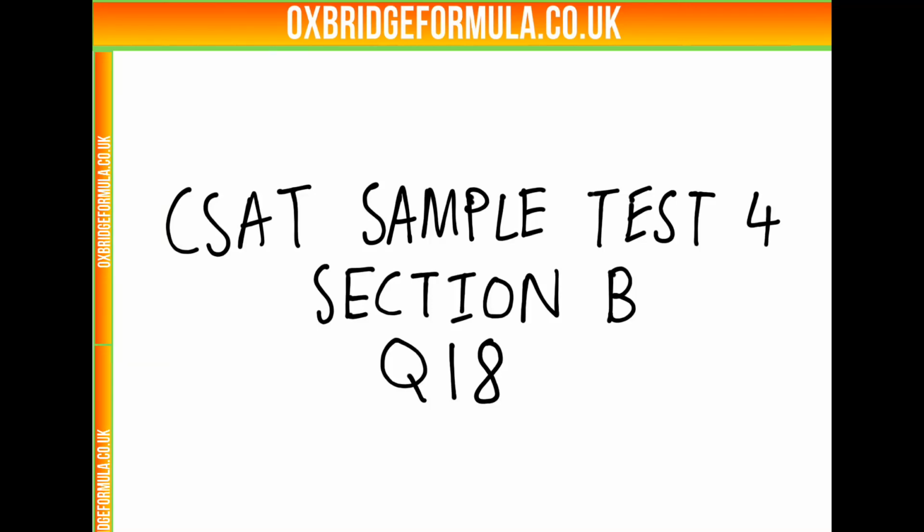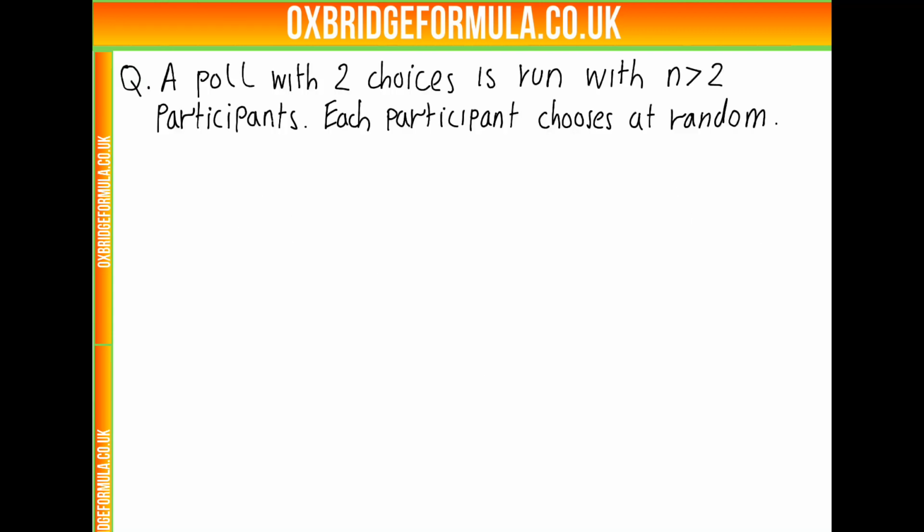This is the solution video for question 18 from section B of the 4th sample test for CSAT. In this question, we're told we have a poll with two choices, and we run it with n participants, where n is greater than 2. And we're told each participant chooses at random one of the options.